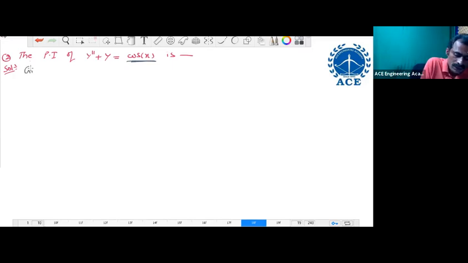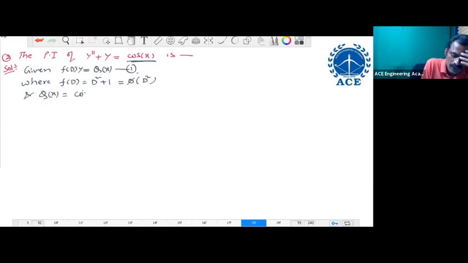Write the solution. Given f of D y equal to Q of x, where f of D equals D square plus 1. In f of D, D square is present, so we take this as a function of D square, phi of D square. And Q of x equals cos x. For the cos function, the coefficient of x is 1, so a equals 1.